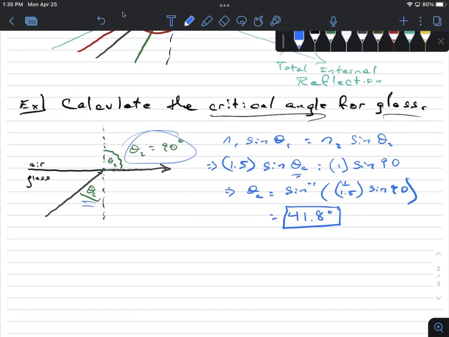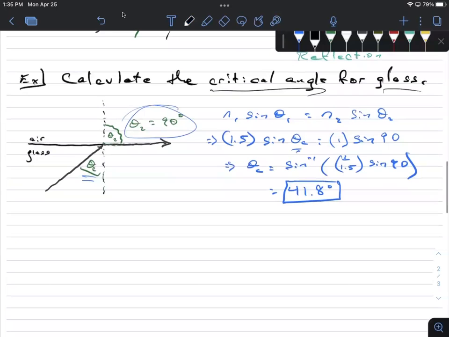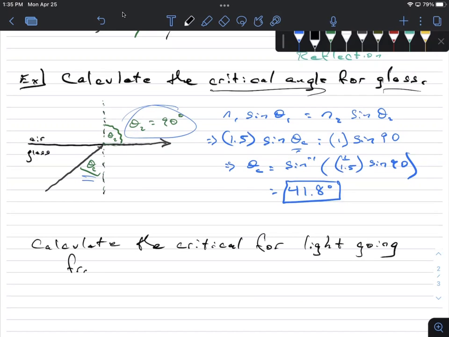That's what we did here. We went from glass to air. Or we could do from water to air, for instance. Now also note, a second thing is, you don't have to go from something to air. You could ask the same question, but instead say calculate the critical angle for light going from glass to water.